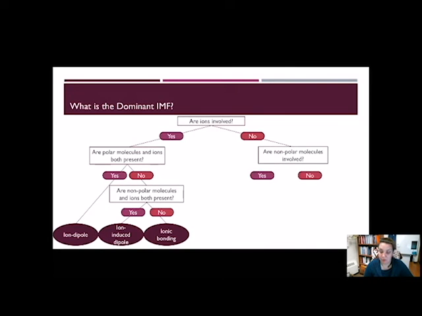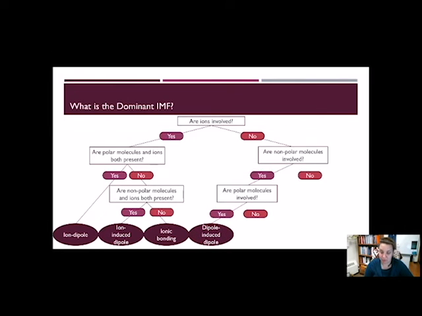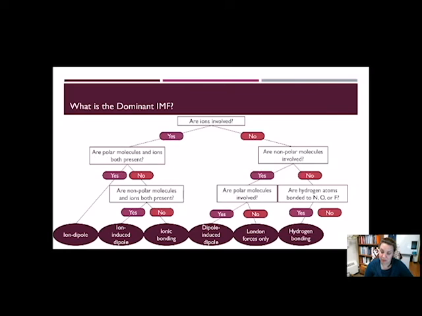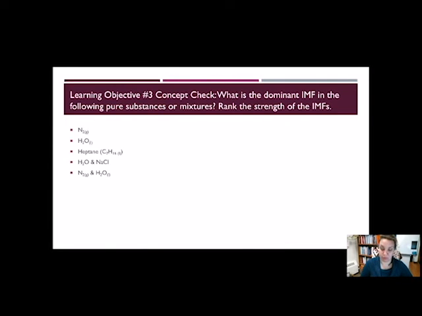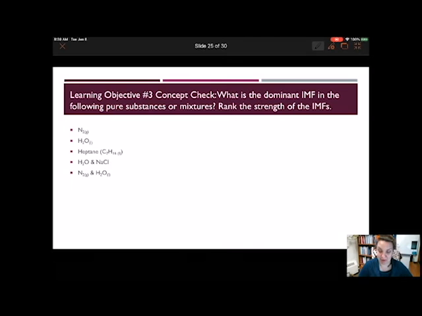If there are no ions involved, we look at whether or not we have polar molecules. If we have nonpolar molecules, are there also polar molecules? If yes, then we have dipole-induced dipole. No, then we just have London forces. If there are only polar molecules, we need to ask, are hydrogen atoms bonded to nitrogen, oxygen, or fluorine? If the answer is yes, then we have hydrogen bonding, and if the answer is no, we have dipole-dipole. So this is a flow chart to get you started in looking at what type of intermolecular forces exist within our molecules.